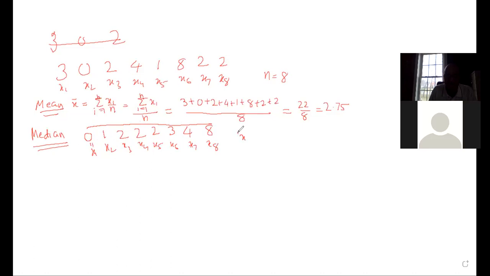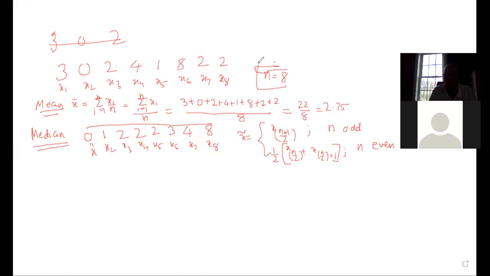Let me rewrite the definition for median. The median x tilde is equal to x of (n plus 1) divided by 2, if your n is an odd number. And it is given by x of n by 2, let me put the bracket, that's what I mean, look over here, plus x of n by 2 plus 1. So please don't make a mistake. And I would like to divide by 2. This you can use when your n is an even number. You can see over here, my n equal to 8 is an even number.